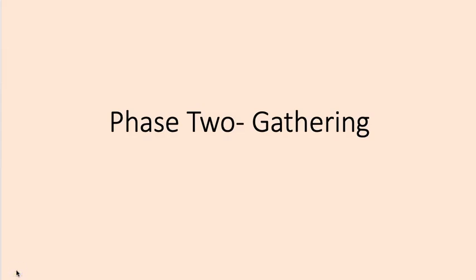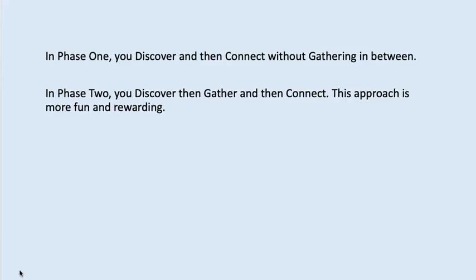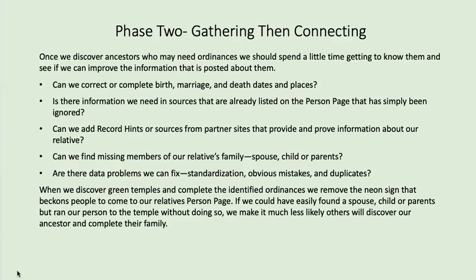If you have become comfortable discovering ancestors who need ordinances, printing their cards and taking them to the temple, you're probably ready to begin phase 2, where you gather information in between the discovery and connection process. In phase 1, you discover and then connect without gathering in between. In phase 2, you discover, then gather, and then connect. This approach is more fun and more rewarding.